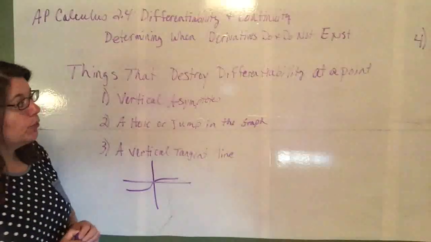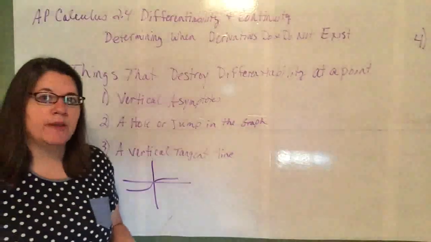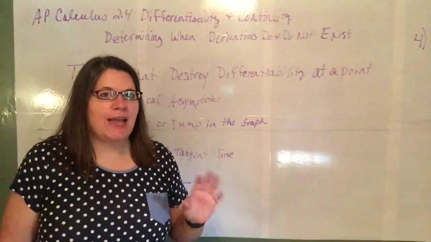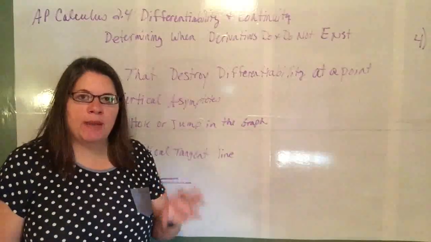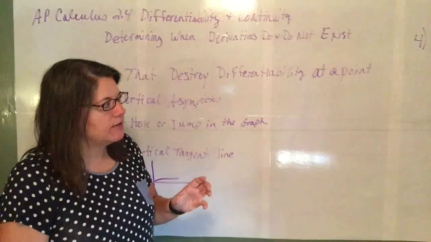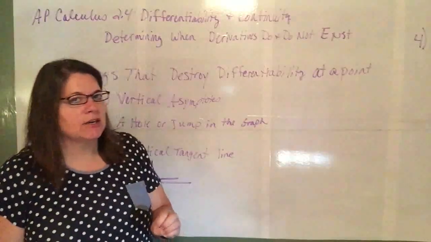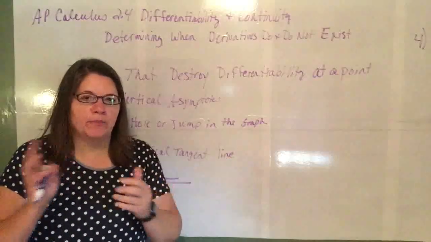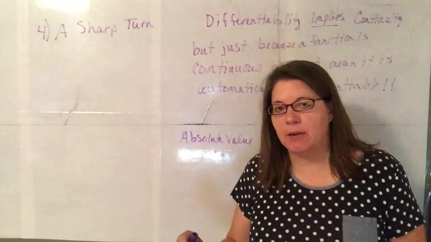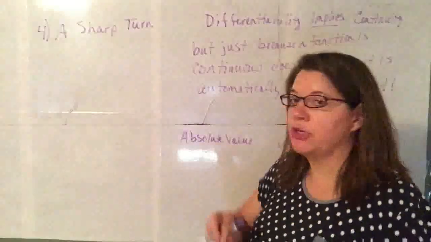And then the 4th one is what happens when there is a sharp turn in the graph. A sharp turn is a little bit different, and so I want to make sure I spend a little bit more time on sharp turns because there are some things there that you need to consider before you go any further. So the 4th thing that destroys differentiability at a point is a sharp turn in the graph.